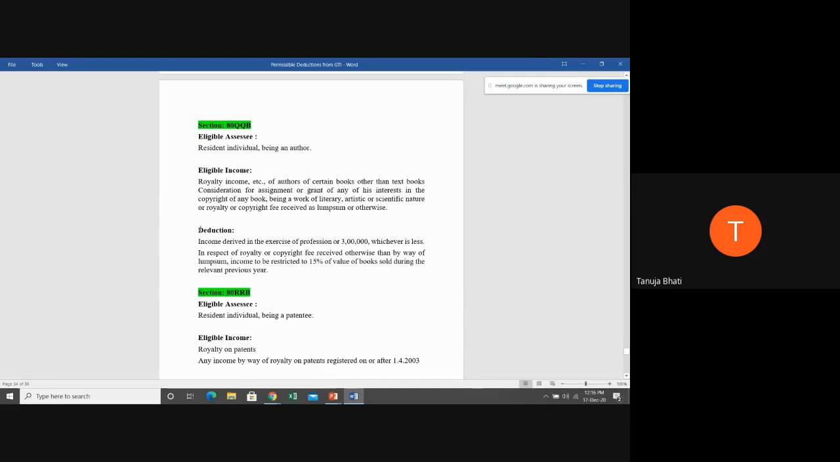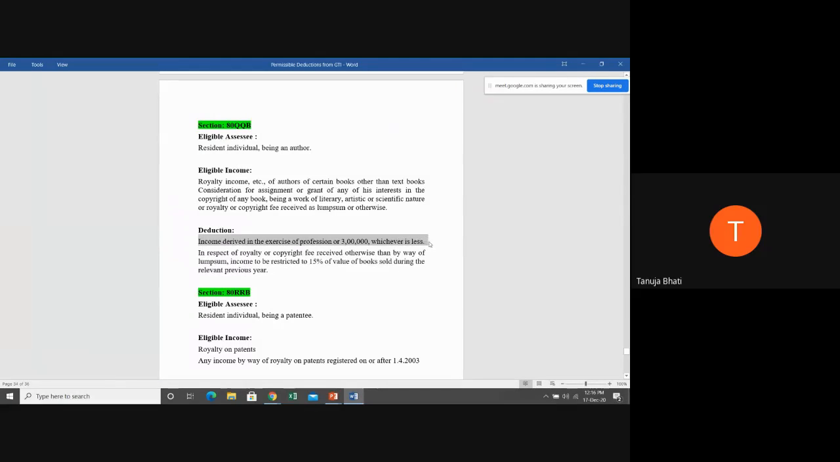But what is the amount of deduction that you are going to get? It is the income derived in the exercise of the profession, or 3 lakh, whichever is less. So when he is an author of the book and getting royalty income, whatever royalty income he is getting, or 3 lakh, whichever is less, he is going to get as a deduction. In respect of royalty or copyright fee received otherwise than by way of lump sum, income is to be restricted to 15% of the value of books sold during the relevant previous year.